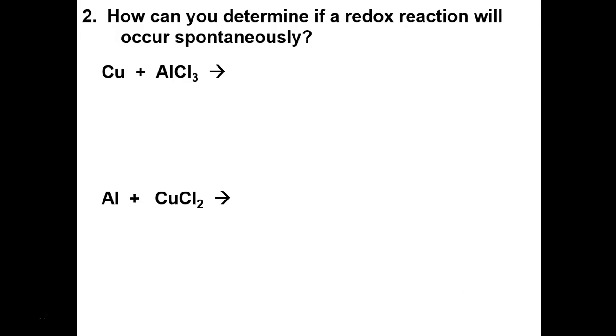Now, how can we determine which metal, which element will be more reactive? Well, here we have two equations, copper reacting with aluminum chloride and aluminum reacting with copper 2 chloride. Now, when we combine copper with aluminum chloride, nothing happens. And that is because aluminum is more reactive than copper. So if we try to react aluminum with copper 2 chloride, we'll get a reaction, a single replacement, which will produce copper and aluminum chloride.